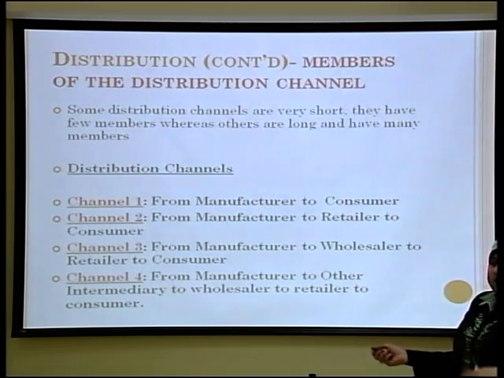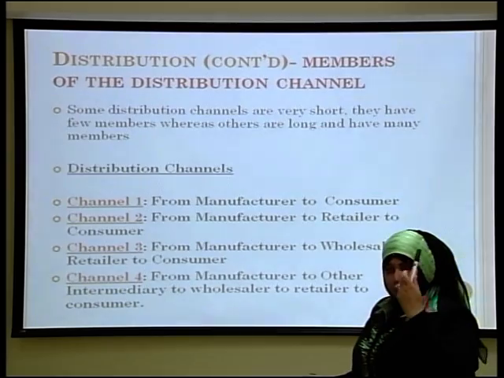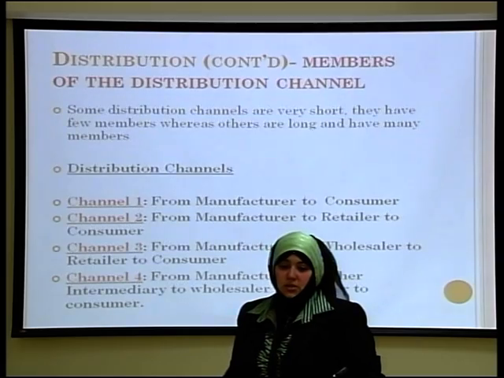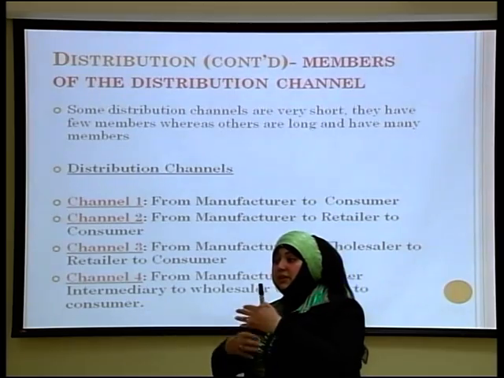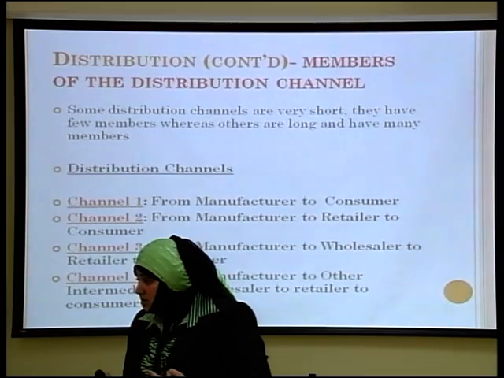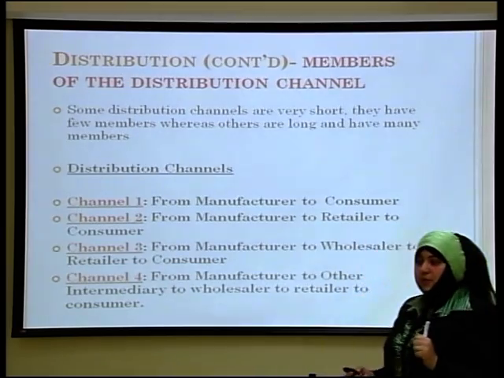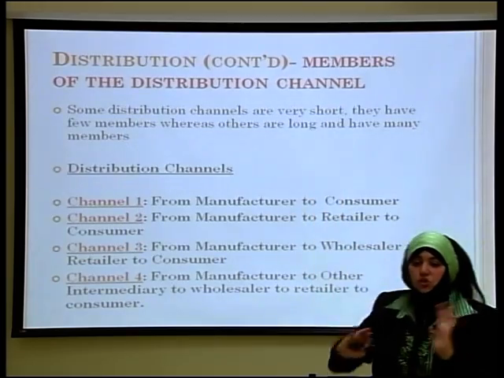So we have here 4 types of distribution channels. Channel number 1 is from manufacturer to consumer. When you have the product sold from the manufacturer directly to the consumer, like what? Farmers, when farmers sell vegetables, sell meat to final consumers. This is an example. This is the shortest distribution channel, from manufacturer directly to the consumer.